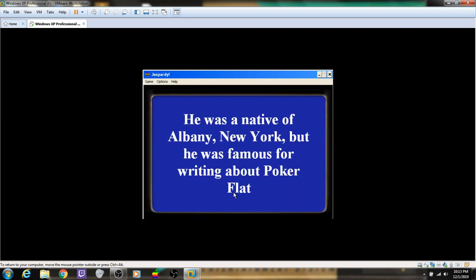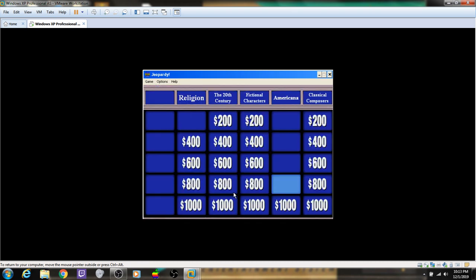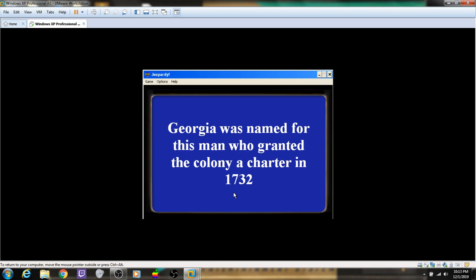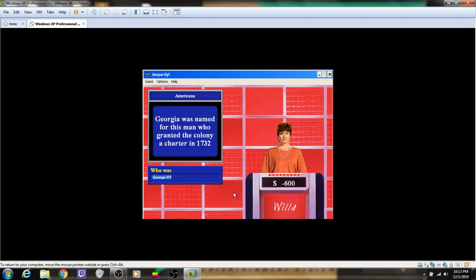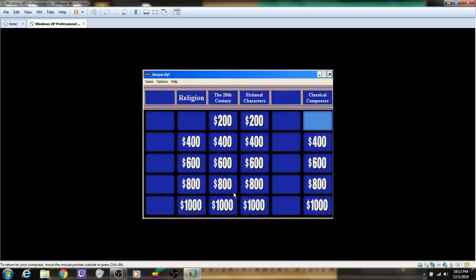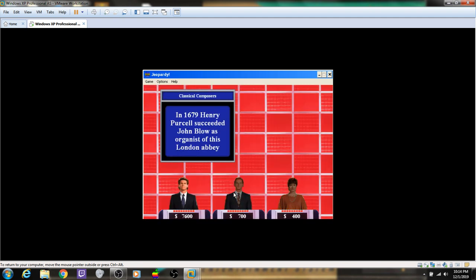Contestant number 1. Americana 800. He was a native of Albany, New York, but he was famous for writing about poker. Anybody? Contestant number 2. Georgia was named for this man who granted the colony a charter in 1732. Georgia? Contestant number 3: George II. Yes. Classical composers 200. In 1679, Henry Purcell succeeded John Blow as organist of this London abbey. Contestant number 1: What is Westminster Abbey?